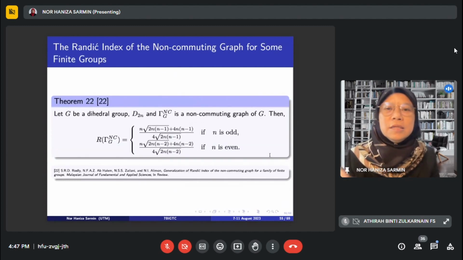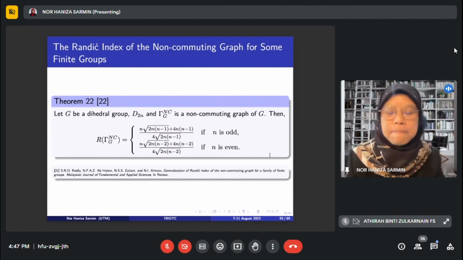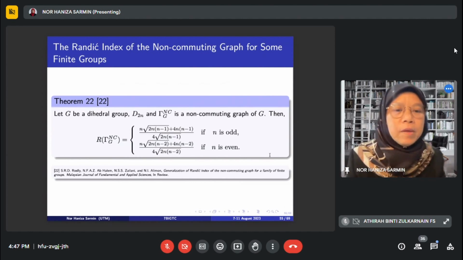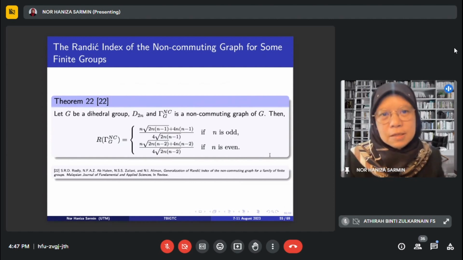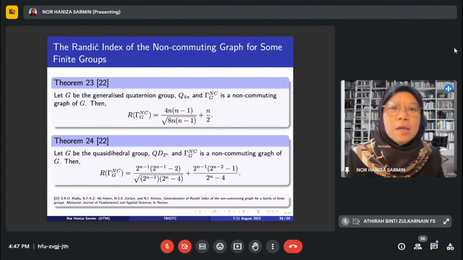Next is the Randic index of the non-commuting graph for those groups. It's all the square root, but this really matters to the chemists because this is how they calculate and decide the Randic index for some molecular structure. This result was just submitted to a journal. And the Randic index of the other finite groups is also in review.